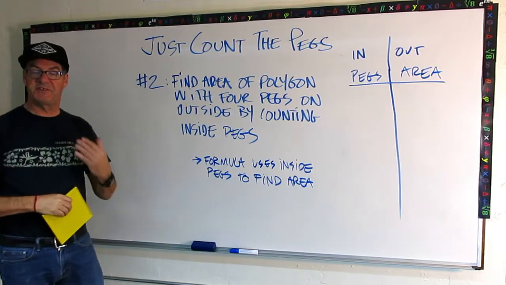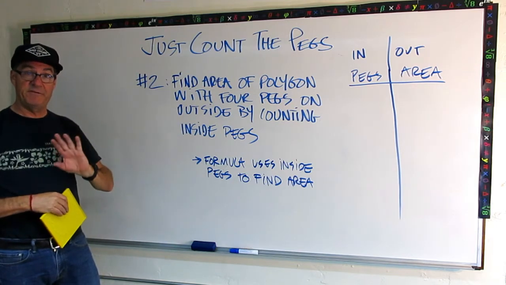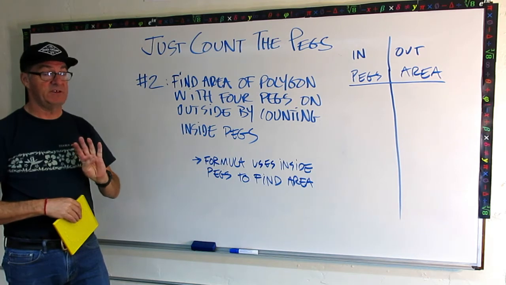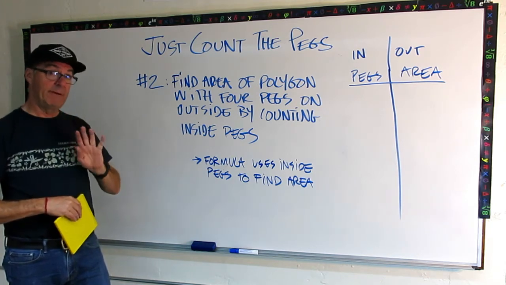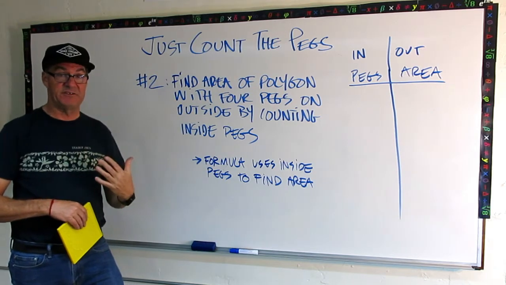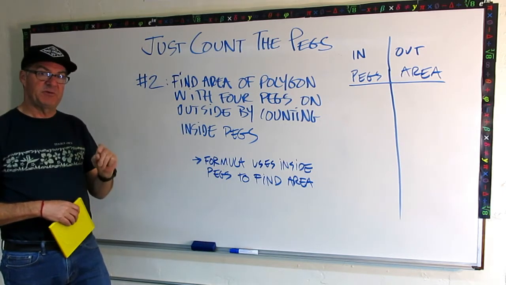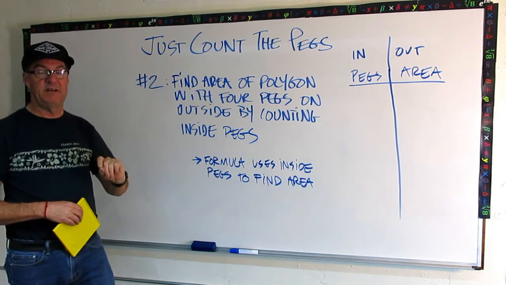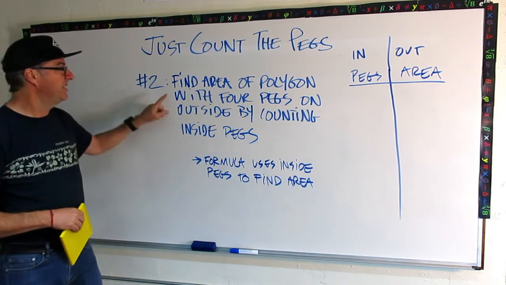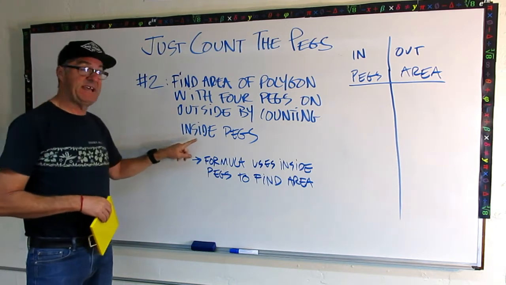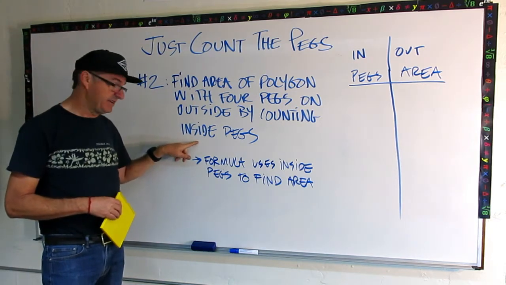Okay, now for the second formula. This one's a little bit different. Now we can only have 4 outside pegs. No more. So the rubber band on the geoboard can only touch 4 pegs. And what we do with this formula is we count the number of inside pegs and use that in our formula to find area. So what we're doing is finding an area of a polygon with 4 pegs on the outside by counting the inside pegs.